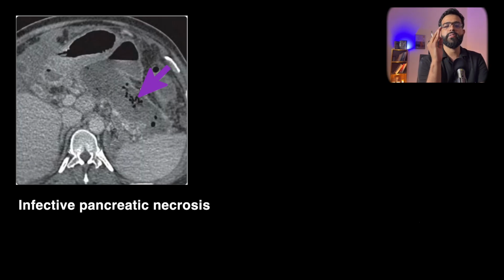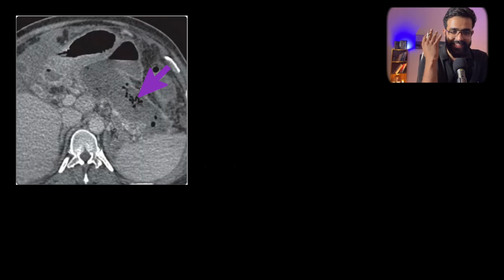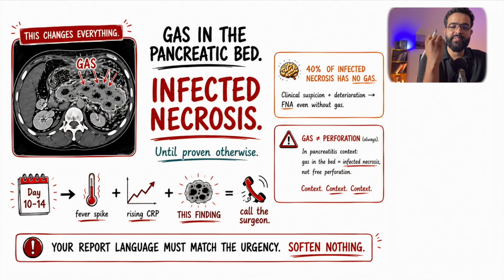But here is the trap. Infected necrosis often has no gas. So the clinical suspicion drives it. Fever spikes, rising CRP, deterioration at 1 or 2 weeks. FNA under CT guidance to confirm. But that's the interventional team's job, not yours to initiate.